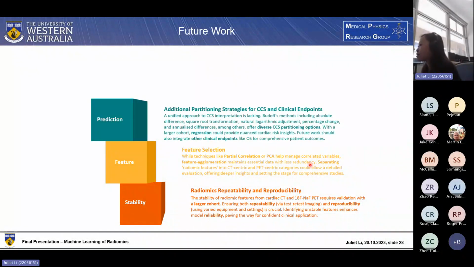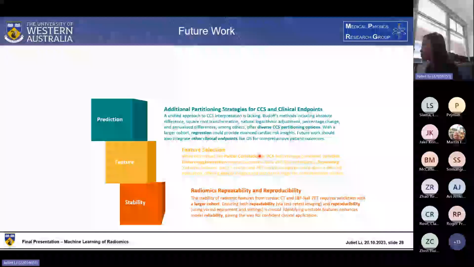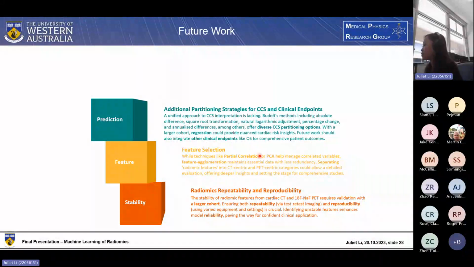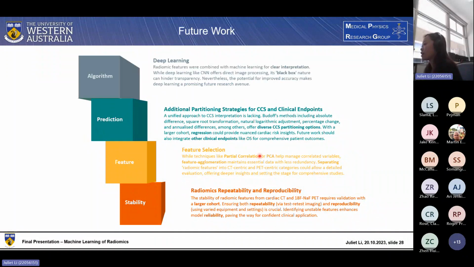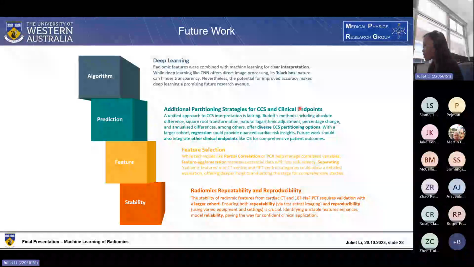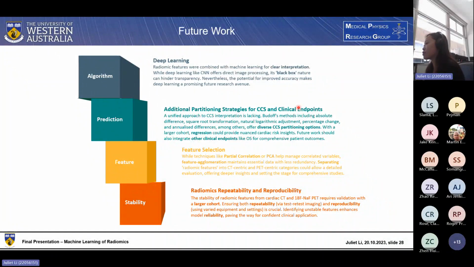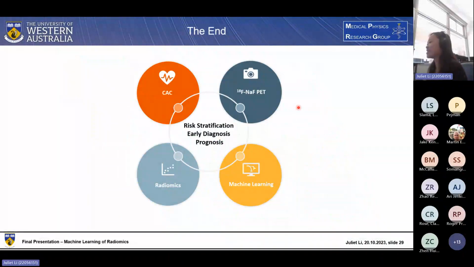Other partitioning strategies for the calcium scores can be used, according to the publication from Budoff. We should also be using other clinical endpoints like overall survival for comprehensive patient outcomes, although it's lacking in the current clinical trial. Also in the future, we can use deep learning methods to go for a different approach. Sorry, I'm going a bit over time, but this is the end of my presentation. Thank you very much.